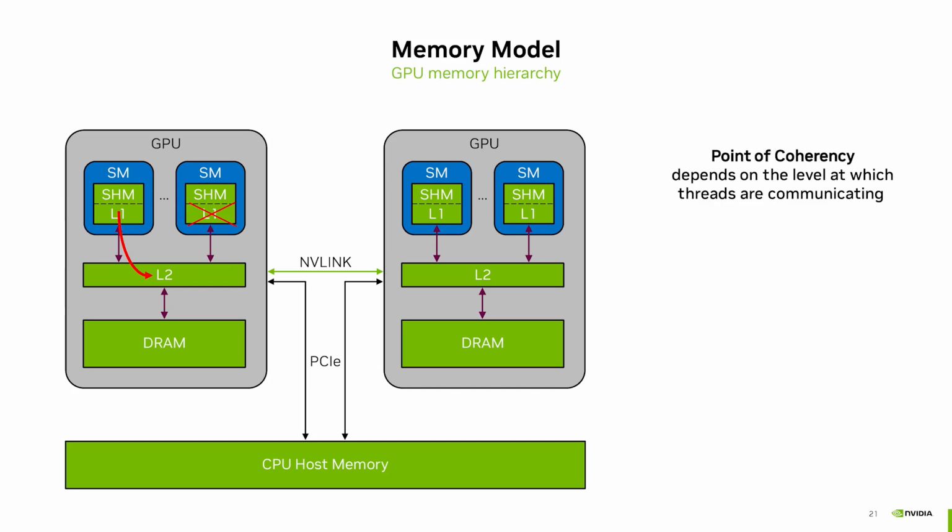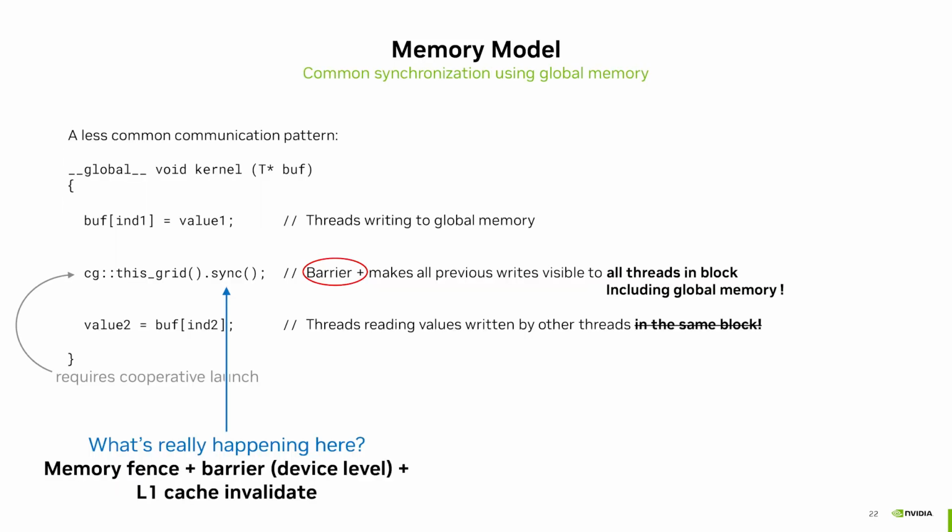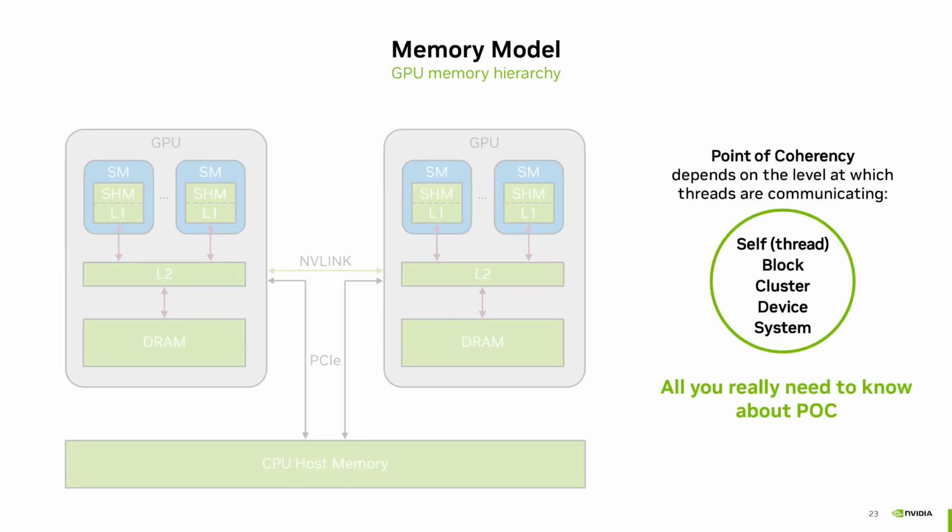And this gets more and more complicated as you go deeper in the hierarchy, when you go to a device or system level. So let me say a few words about what happens here. As you saw before, we need a memory fence plus barrier, plus we need to invalidate all L1 caches. Fortunately, you don't need to think about this hardware picture because CUDA provides us with a scope abstraction, and all we need to think about is at what level we want to synchronize: either thread level, block, cluster, device, or system.